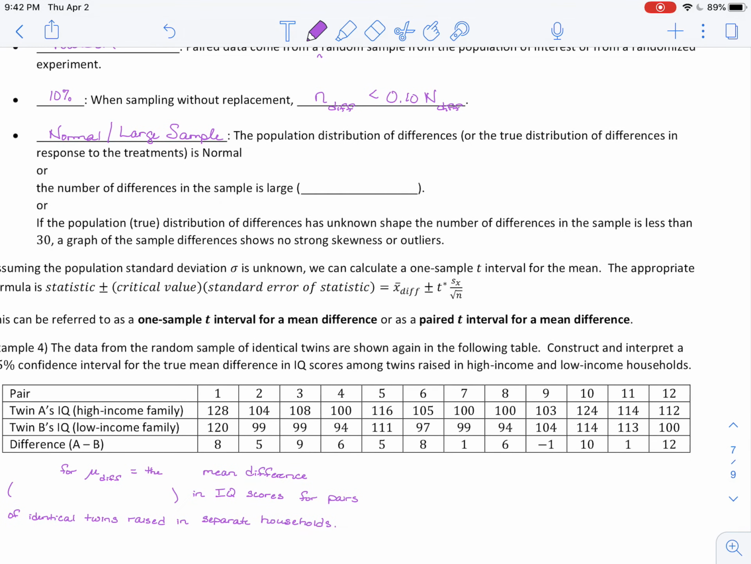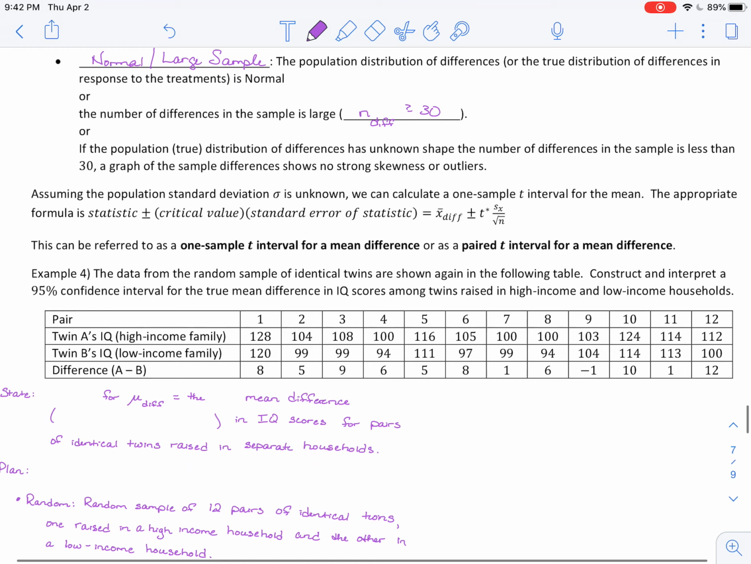Remember, it's the large counts condition if you're talking about a proportion, and normal or large sample if you're talking about a mean. So it still works the same. If the population is normal, specifically the population distribution of the true difference in the experimental response of the treatments, or if your sample size is large, which remember is n sub diff, but our threshold is 30. If you don't know and you have a small sample size, then you're just going to have to graph it to look at that.